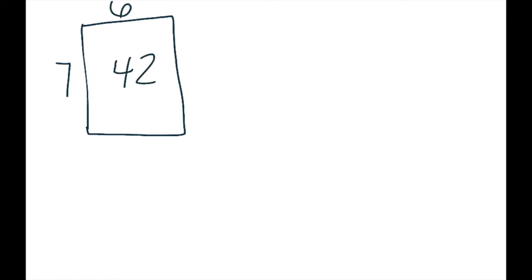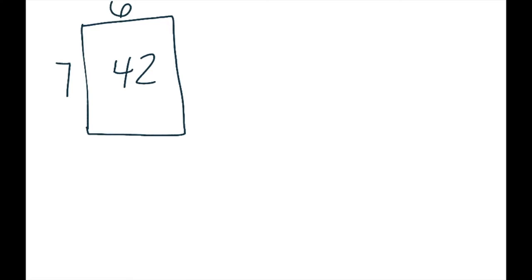So when we're thinking about an open area model, we put the area on the inside, and then we have dimensions on the outside. That's what area looks like. But there are lots of different ways that could look.